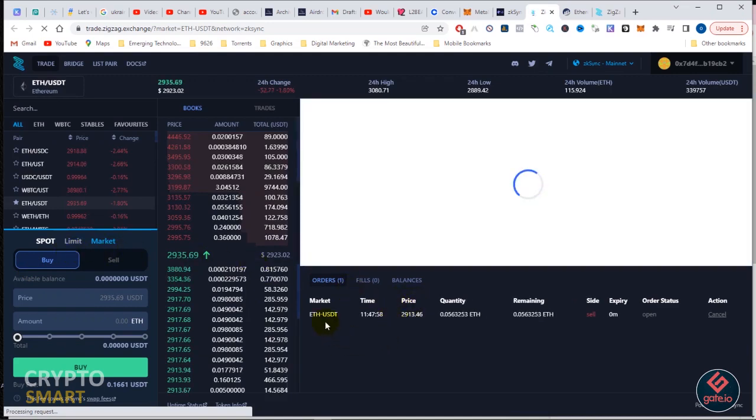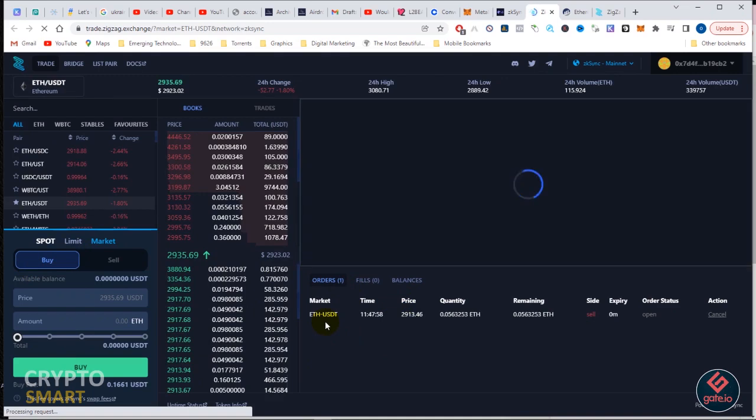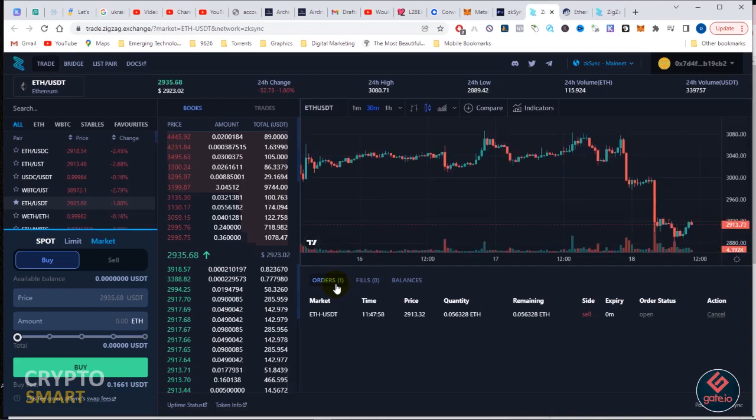So it's still on pending orders. I'm selling it for USDT. It's still on pending orders. I'm using market orders, and I don't know why it's still pending. Okay, so let's see. You can actually come here and cancel the trade. All right, so I'll cancel the trade.